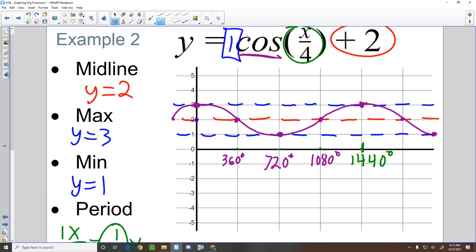I would like you to draw the wave out all the way to the edges. Don't just draw one cycle. I want you to draw it all the way to the edges of the graph, because these do go on forever.